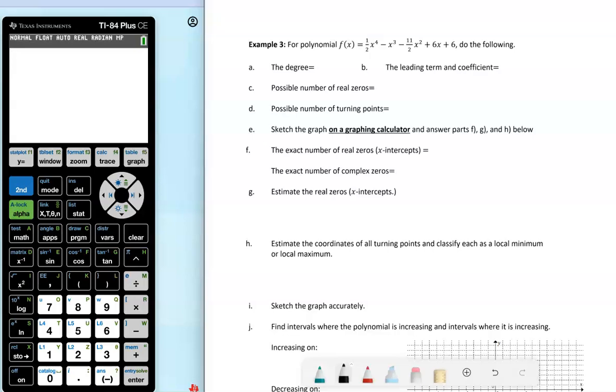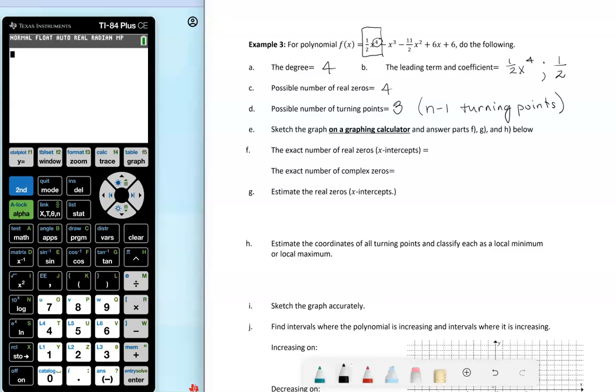It's in descending order, so the degree is 4. That's its highest power. The leading term is everything together of the highest power, so 1/2 x to the 4th. And the leading coefficient is 1/2, because that's the number in front of x to the 4th. The possible number of real zeros we could have will be 4. The possible number of turning points will be 3, because there's n minus 1 turning points. So we could have a maximum of 3 maxes and mins on our graph.